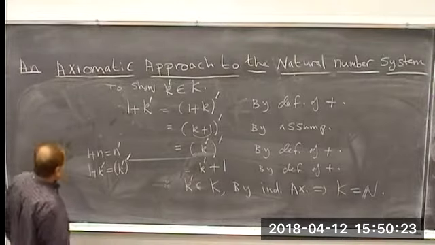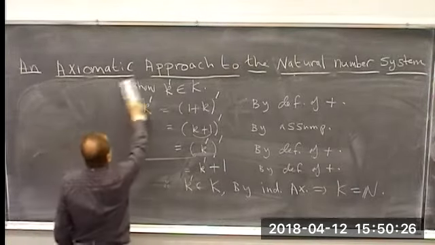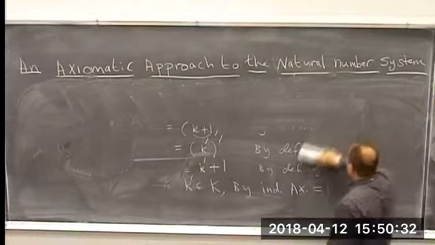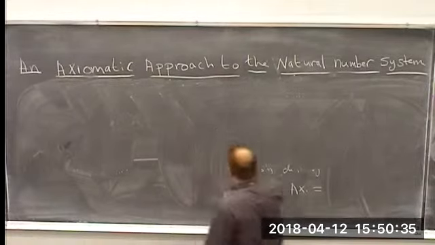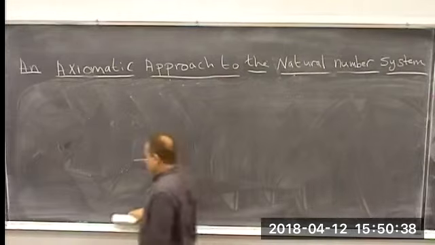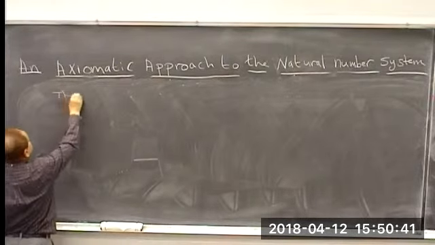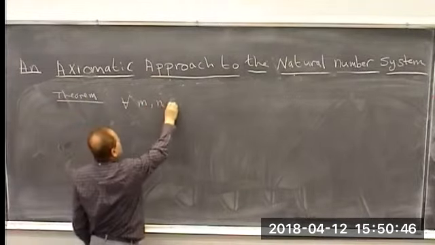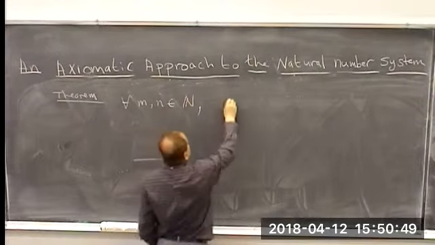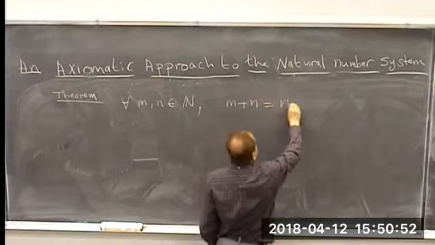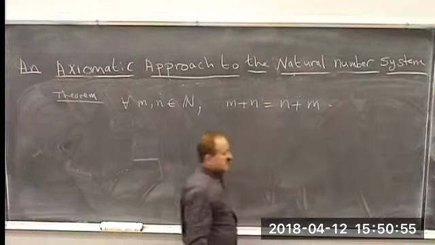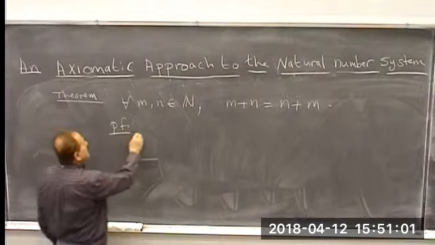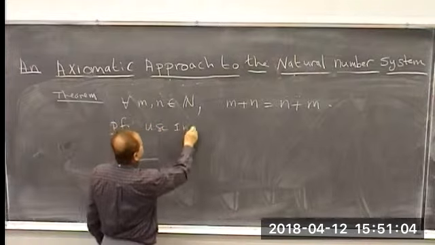All right. Now we need to prove this commutativity for any two natural numbers. All right. So here is this second theorem. For every m, n in N, m plus n is equal to n plus m. Okay, so addition is commutative. Again, the proof is use induction axiom.